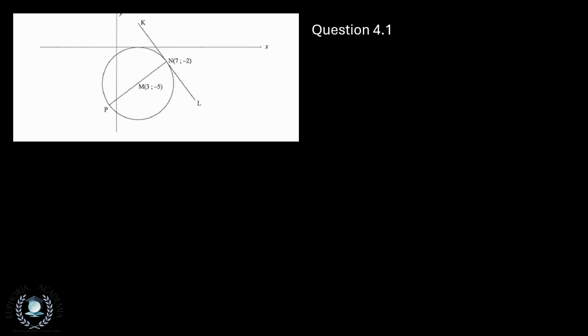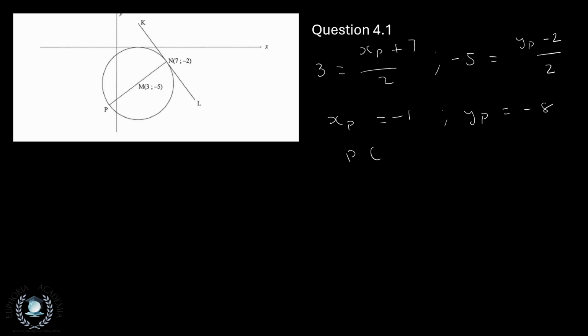All right, so we know that 3 is equal to the x coordinate of P plus 7 over 2, and minus 5 is equal to the y coordinate of P minus 2 over 2. And once you do some algebra, you will see that xp is equal to minus 1, and yp is equal to minus 8. Therefore, the coordinates of P are minus 1 and minus 8.